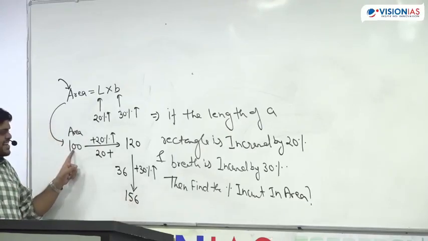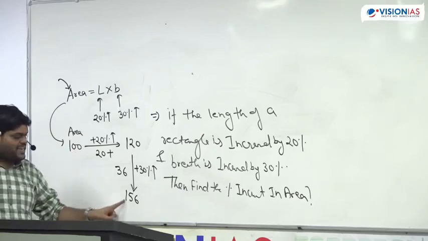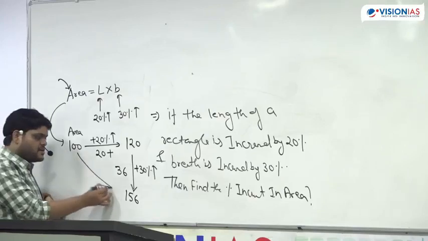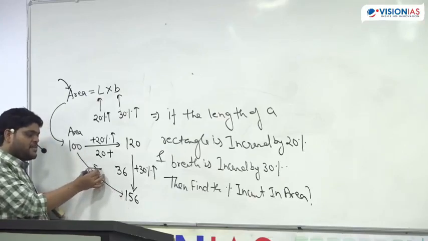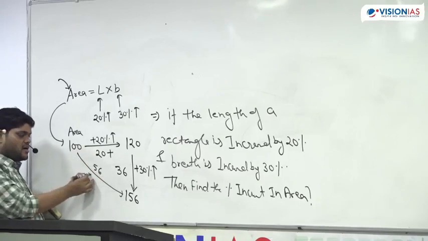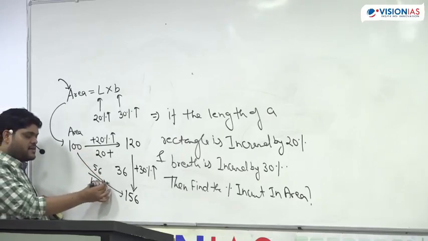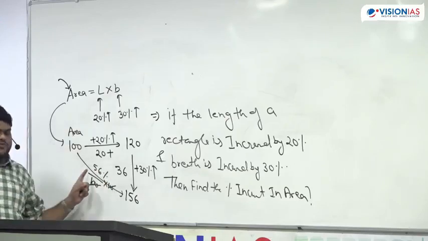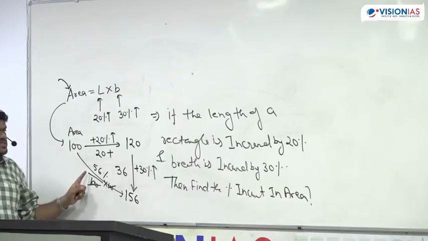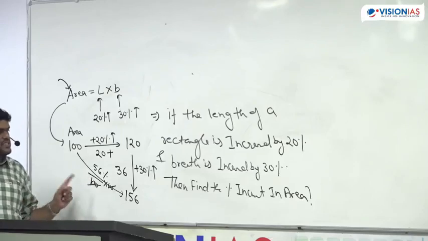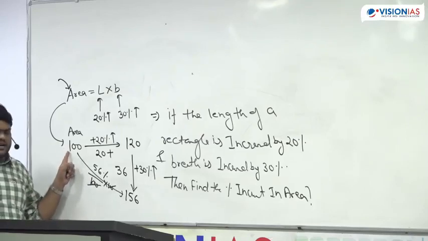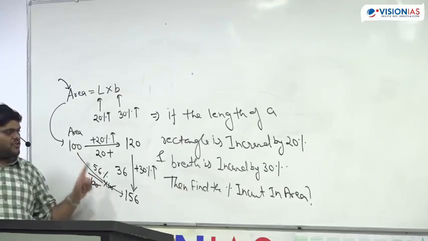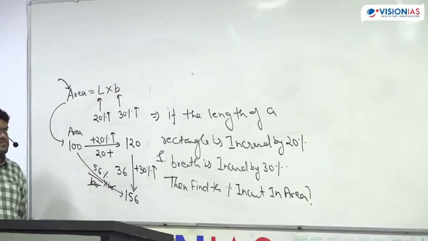Now the number was 100, and now that number has become 156. So what is the percent increment? The increment is 56 out of 100, so the percent increment is 56%. Anything was 100, now the number becomes 156. That means there is an increment of 56%.